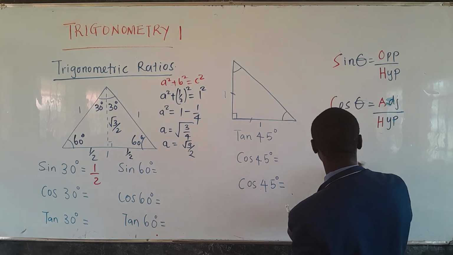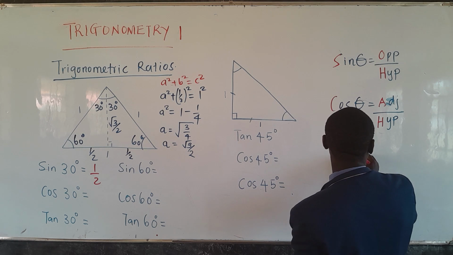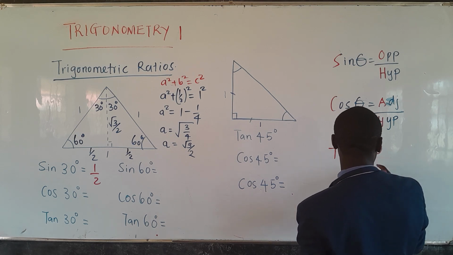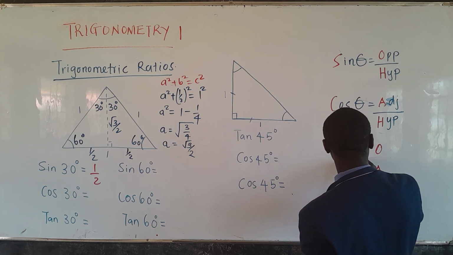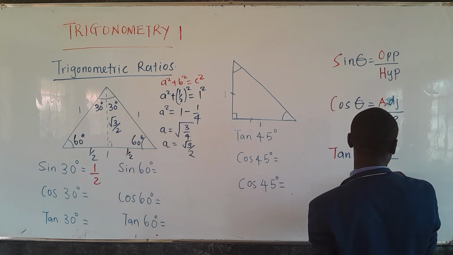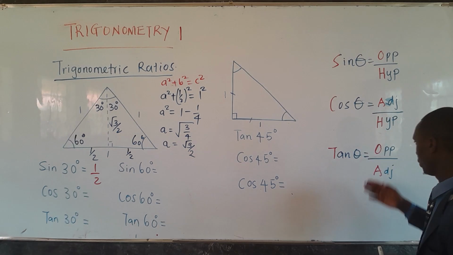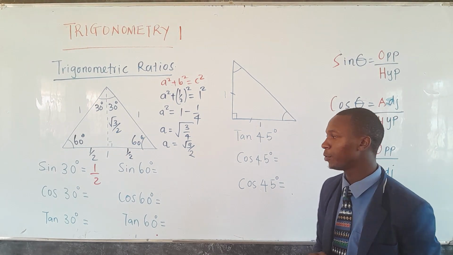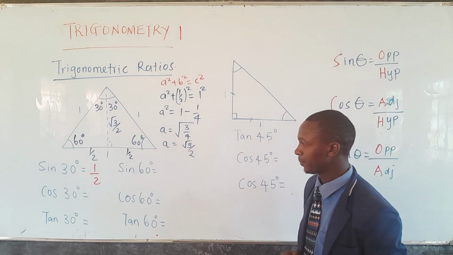And lastly, we have the tan, which is the opposite divided by the adjacent. Using different colors, tan of theta is equal to the opposite divided by the adjacent. These colors are going to help us really understand the formulas very well.